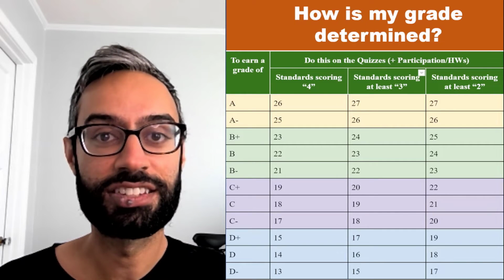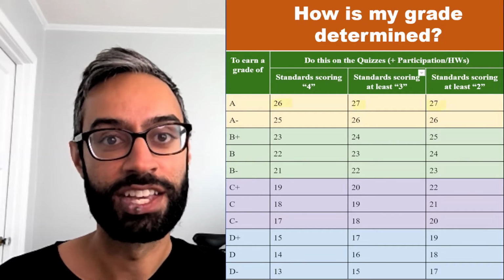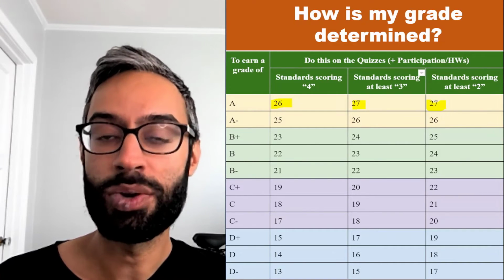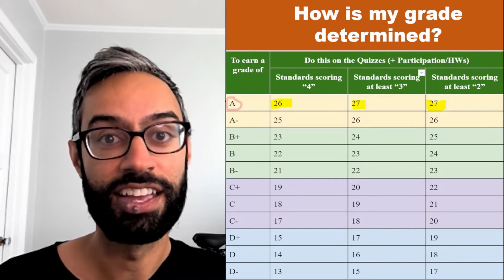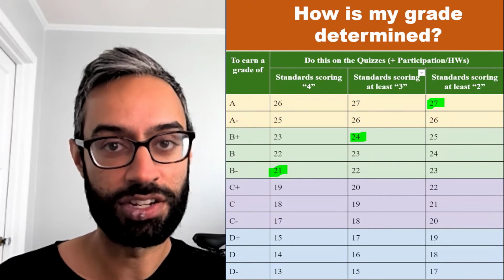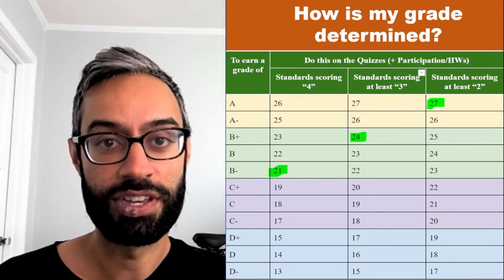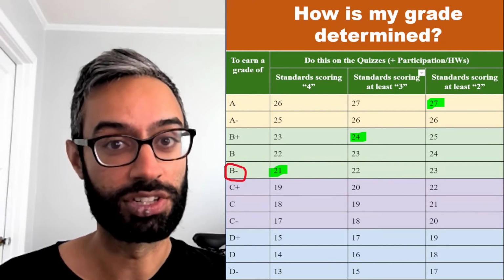A student needs to do all of the items in a particular row to earn that corresponding grade. So if a student has done all of these yellow highlighted items, they've met the requirements in each category for an A, and that's the grade that they would have. As another example, if a student has done all of these green highlighted items, they've met the requirements in each category for a B-, and that's what they would currently have.